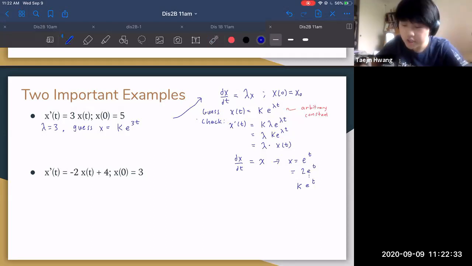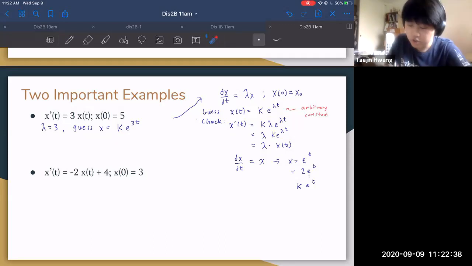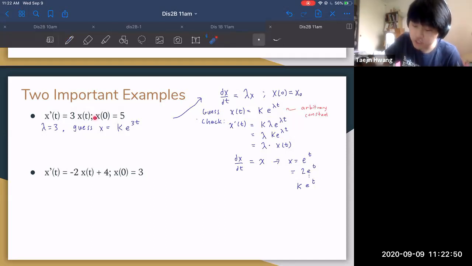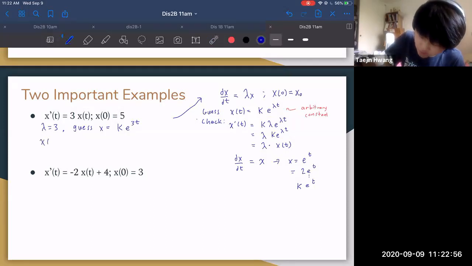And now you might ask, where do we go from here? We're kind of stuck, right? You start with your guess, but how do you actually solve this differential equation? The way you're always going to solve these differential equations after you guess and check is to plug in your initial condition. So you're given this initial condition of 5. So what we do is we just plug in x at t equals 0.